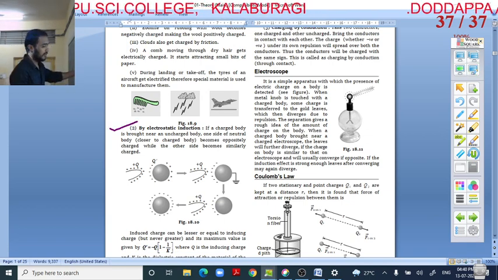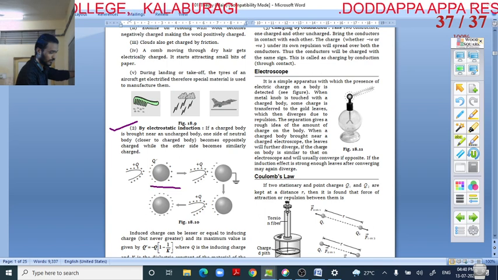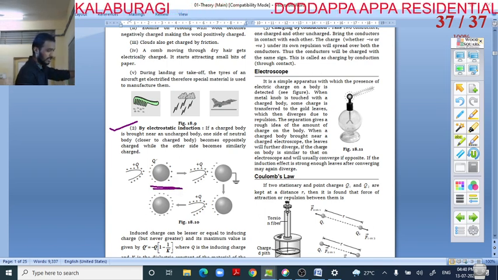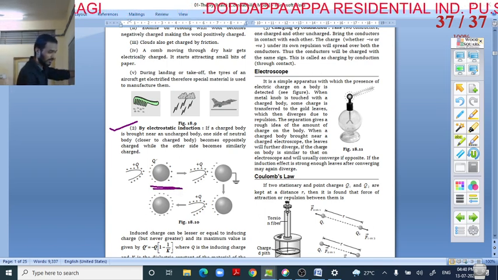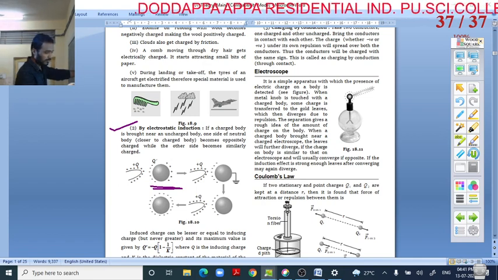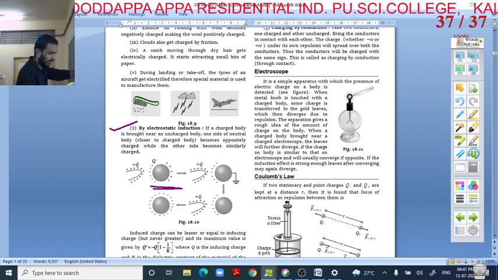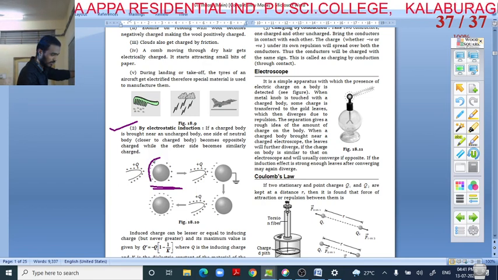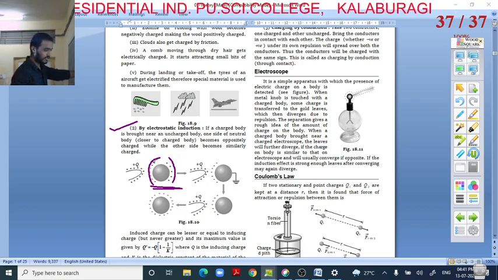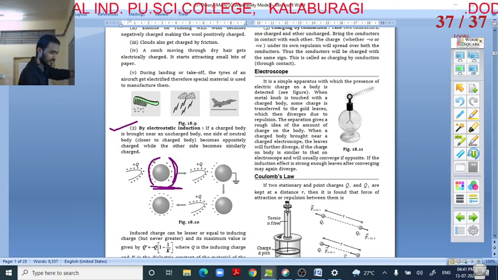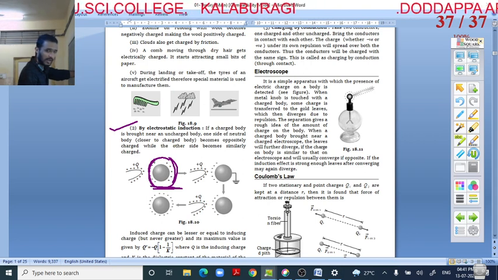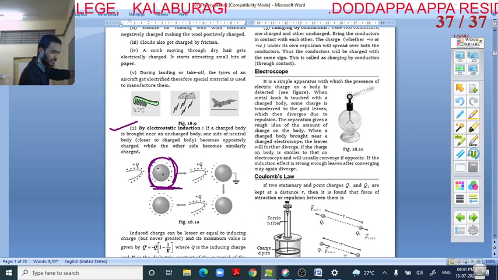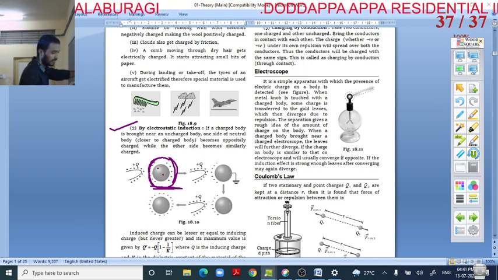See, initially, let us just go through this. This body is negatively charged. No, it is not only negatively charged. This body has both negative charges as well as positive charges. Initially, randomly, both the positive and negative charges are present in this body.